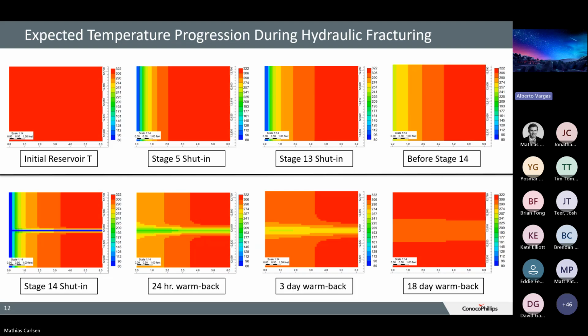And then I'm going to show you what stage 14, which is by the heel, looked like. If you put a single fracture in there at the bottom left, and then allow that to warm back over 18 days, this is what your temperature is going to look like. It's about 50 degrees cooler or so right there in the middle.